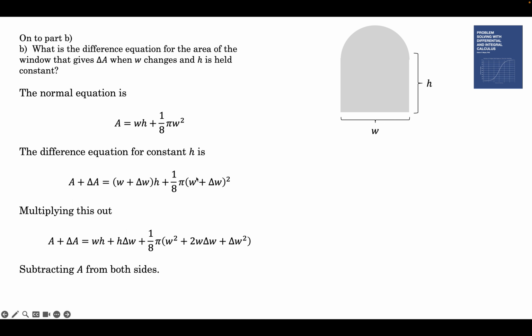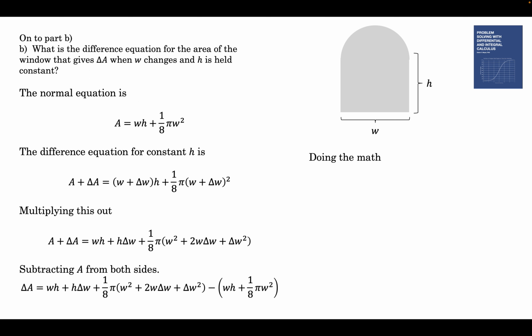subtracting A from both sides. Can we find the A? The A is wh plus 1/8 pi w squared. This plus that is A. So we get rid of that, and we have this. There's delta A when w changes and h does not change.